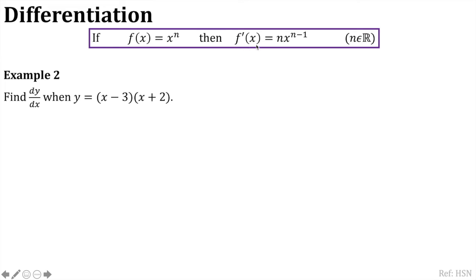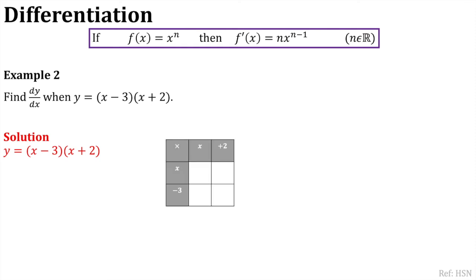It's just this one was a function in terms of x, and this one is y equals, and that's in terms of x. So the solution then, we start with y equals x minus 3, x plus 2. Now we want to eliminate these brackets before we differentiate, so we need to expand these. So we should always be making sure that we're differentiating things in simplest form.